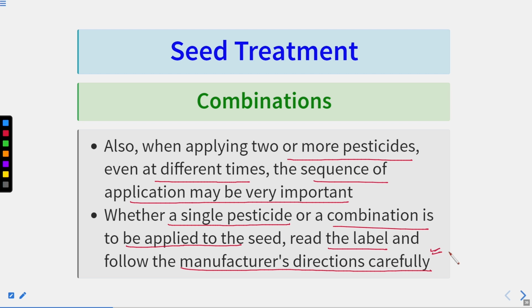Okay, so this is all about this session. We have some more things that we need to study about seed treatment, so we will study that in the next class, right? So till then, thank you very much.